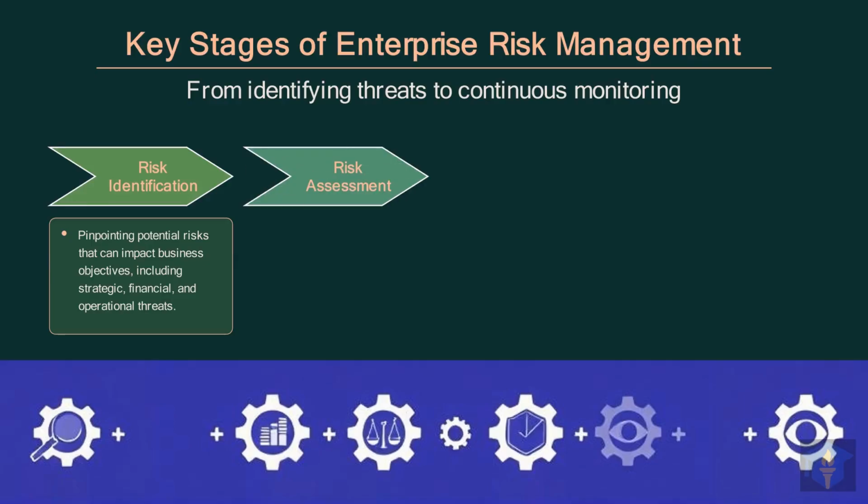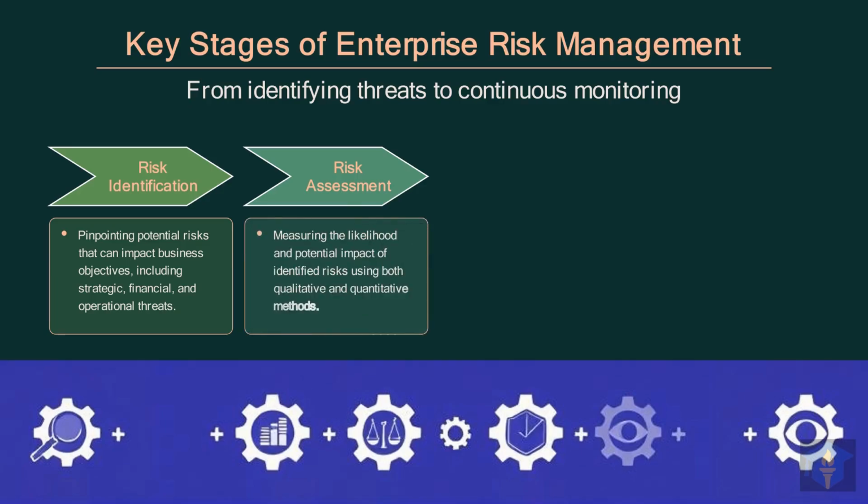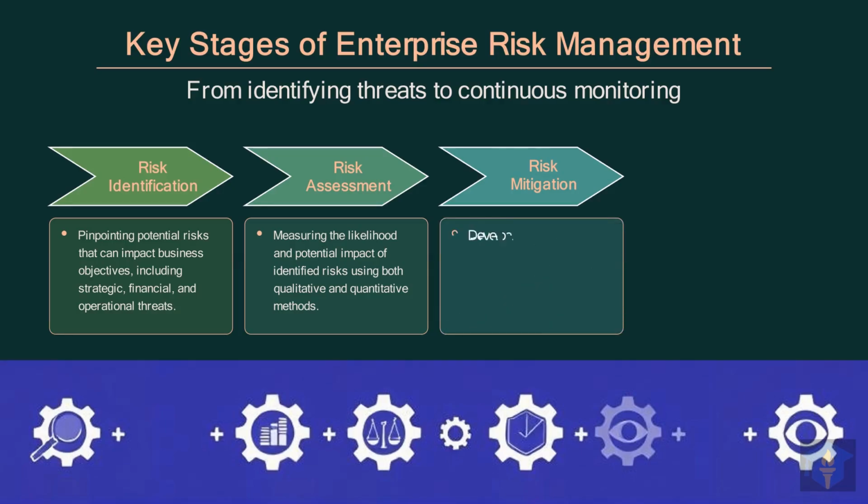Next is risk assessment, where we measure the likelihood and potential impact of these identified risks. We use both qualitative and quantitative methods to gauge how likely a risk is and its potential consequences. Then comes risk mitigation, where we develop and implement strategies to manage and reduce risks. This means choosing strategies like avoiding, reducing, transferring, or simply accepting the identified risks.